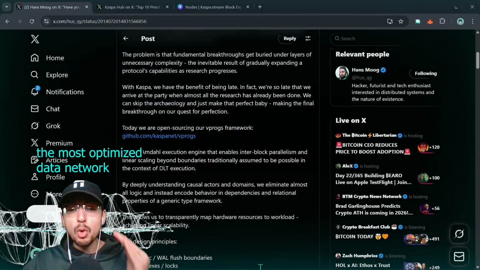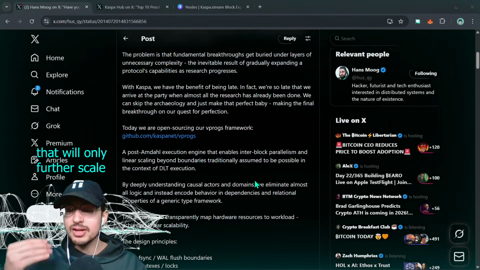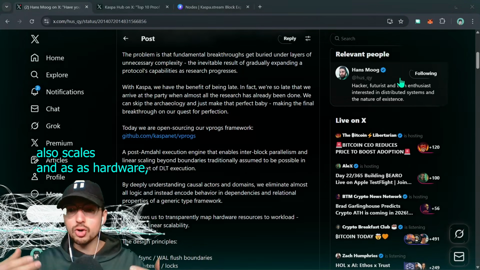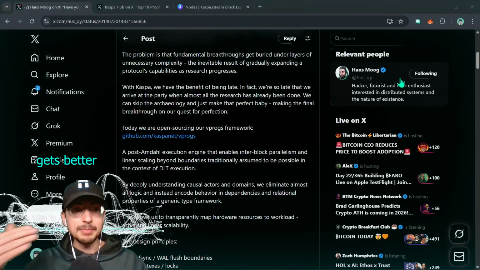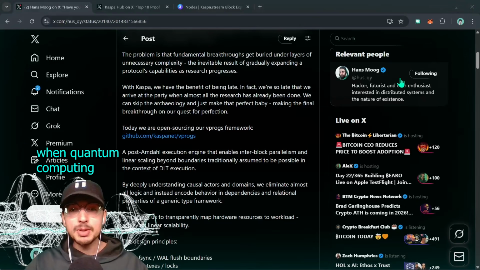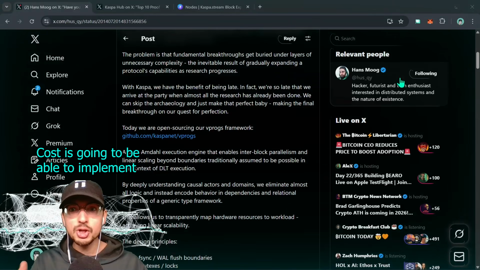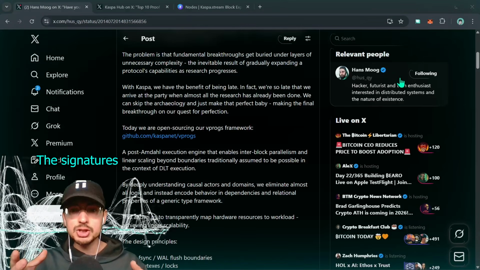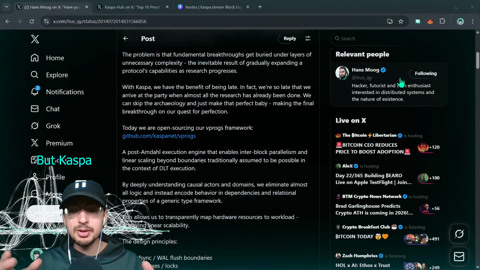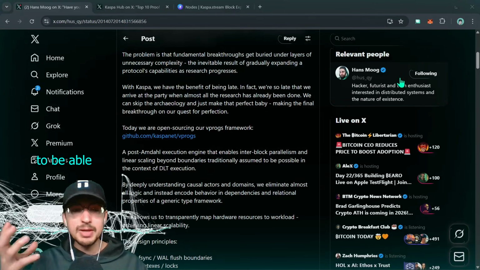So when you have the most optimized data network that could ever possibly be created, that will only further scale as hardware and internet also scale, as hardware, computers, and the internet itself get better and better with time, as they naturally will, Kaspa is going to scale with it. When quantum computing comes around, and post-quantum protocols come around as well, Kaspa is going to be able to implement all of it. The signatures are going to increase in length. It's going to bloat most of the blockchains that currently exist, but Kaspa being so efficient, being so scalable, with the block DAG, it's going to be able to bring in these signatures.